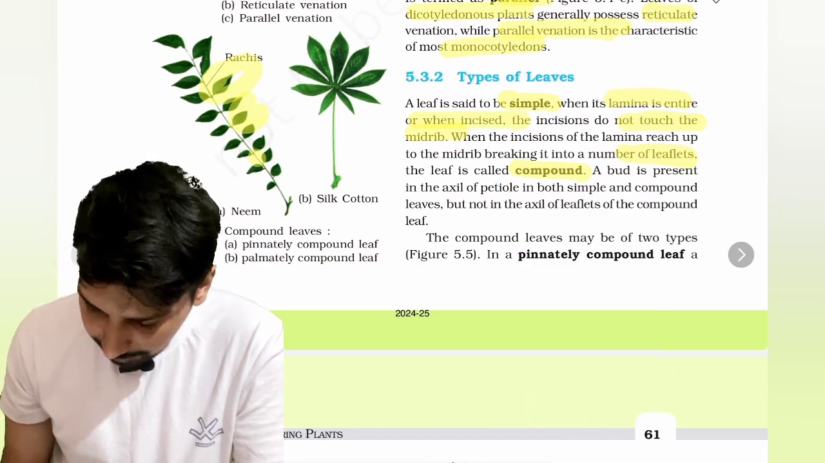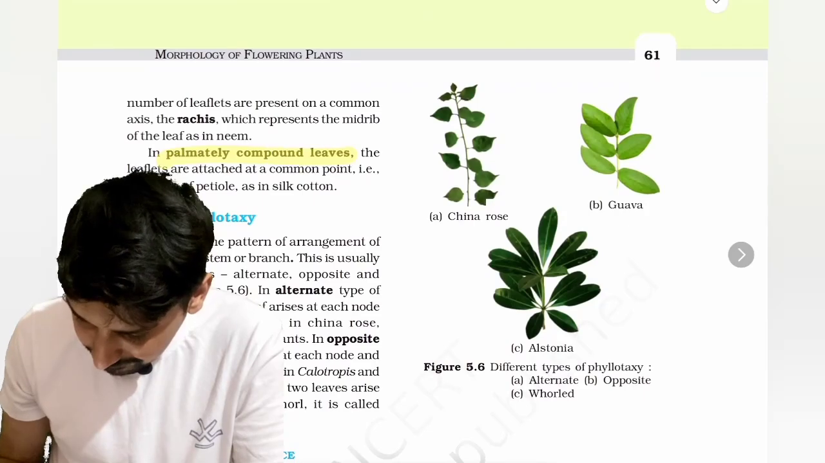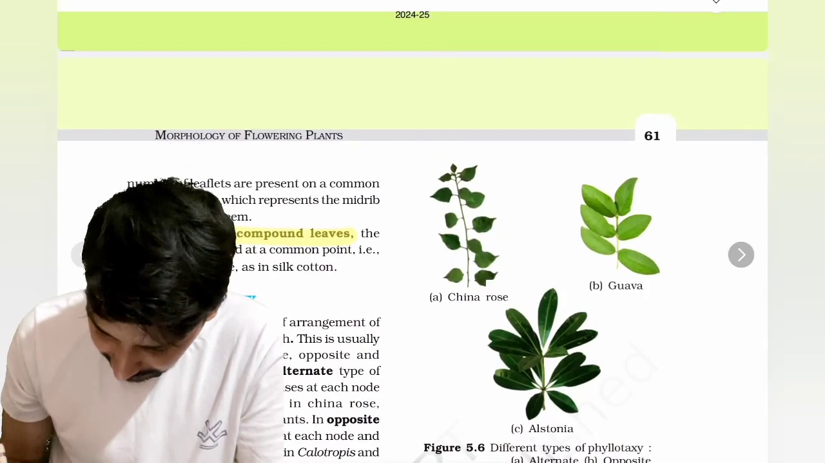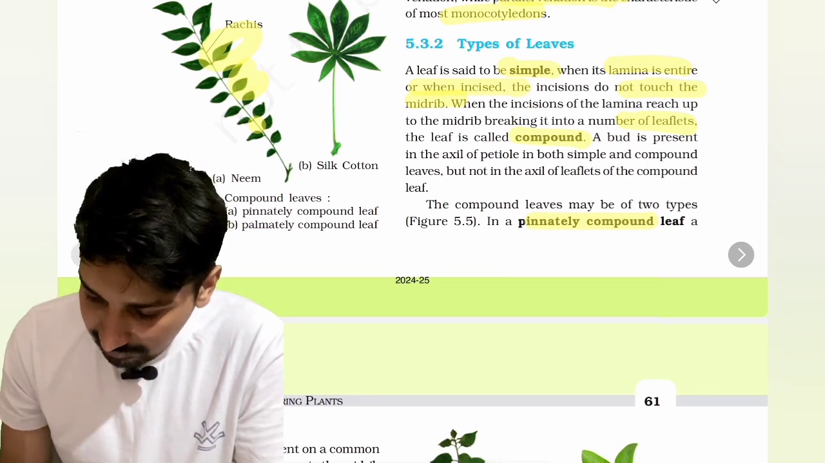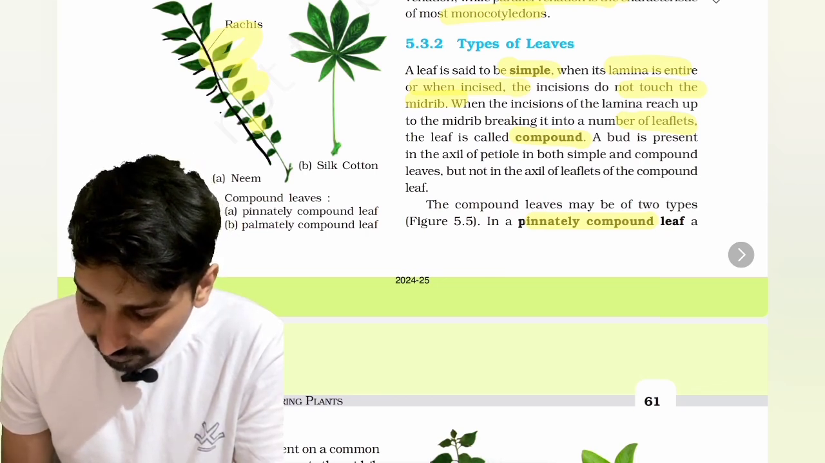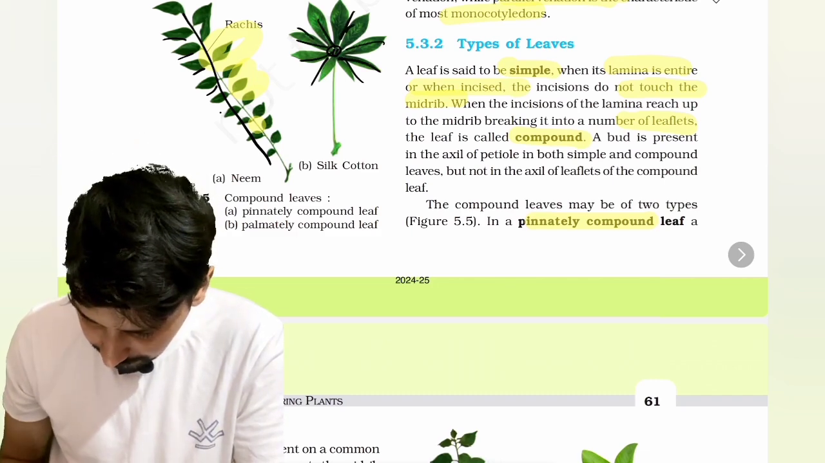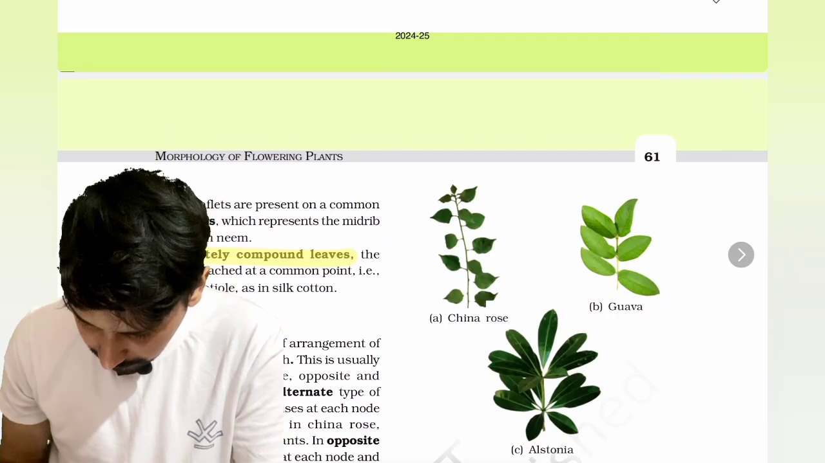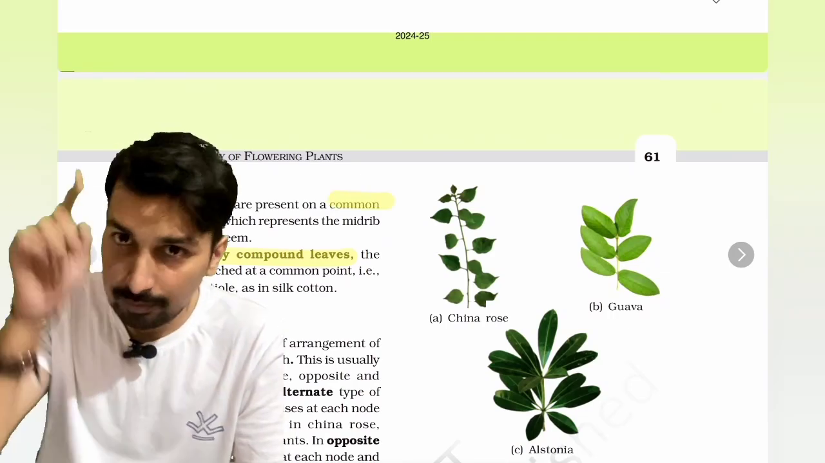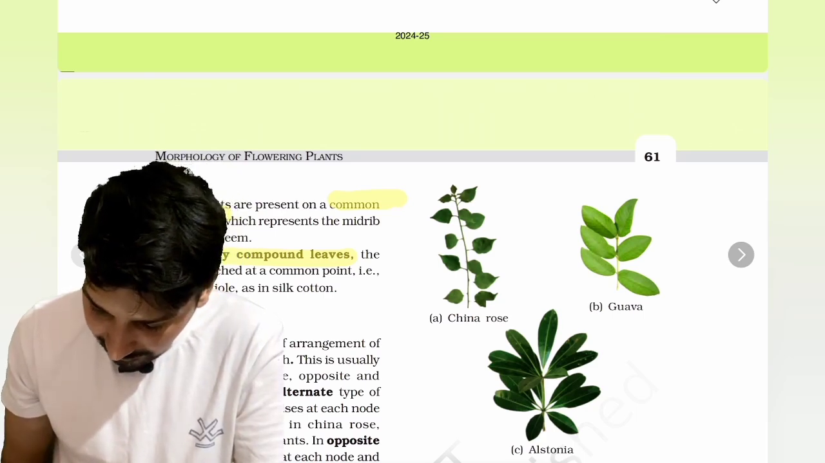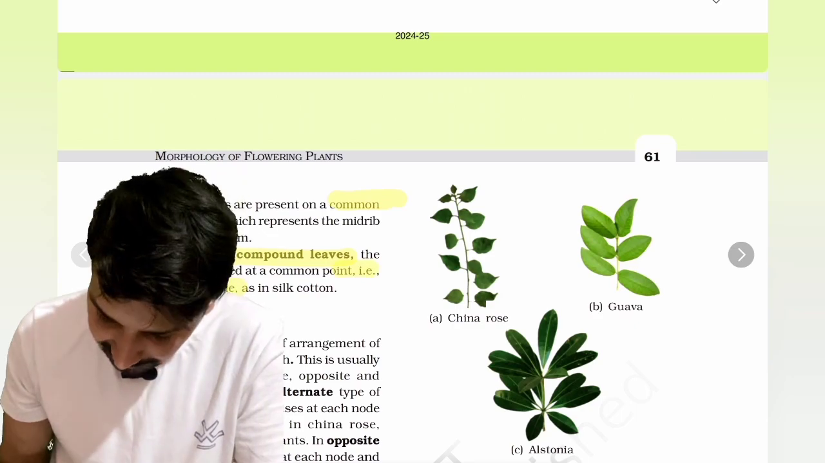It can be pinnately compound or palmately compound. This type of leaf is pinnately compound, because here from one stem you can see multiple leaflets arranged beside each other. Or, if from one point it has multiple leaflets, this is known as palmately compound. A common axis, if present, is known as the rachis. And if the leaflets come from a common point at the tip of the petiole, like in silk cotton, that is known as palmately compound.